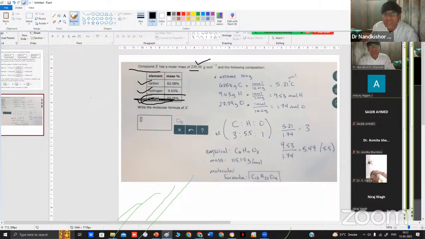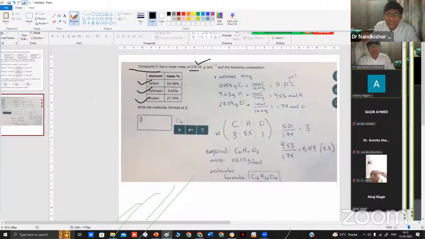Just imagine oxygen is not given to you. Then what you will do is add these two together and subtract the value from 100. That will be your oxygen, because the total is 100%. This way you can easily calculate the oxygen percentage also. Always, if the oxygen percentage is not given, you have to calculate it. If it is given, well and good. If not, then you have to add the carbon plus hydrogen and take the difference from 100, because it's a percentage.